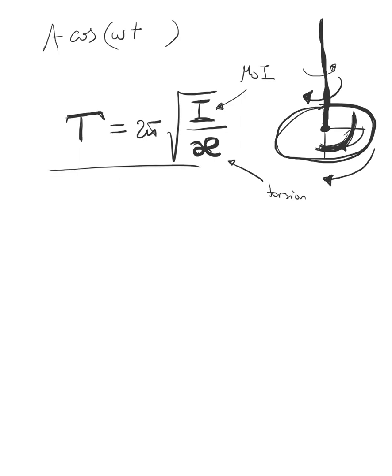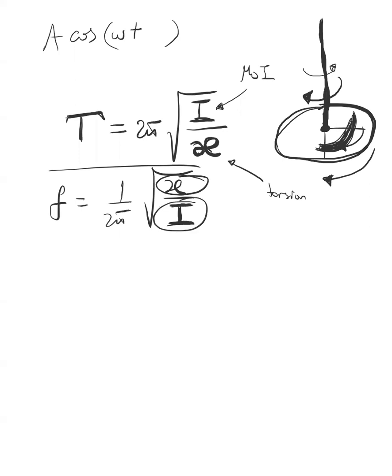And if this is your period, then your frequency will be 1 over 2 pi square root of kappa over I, which makes sense. If you have high torsion, then your oscillations will be of high frequency. And if you have high moment of inertia, then your oscillations will be of low frequency, which also makes sense because moment of inertia is basically how hard it is to rotate things. So if this disk is hard to rotate, it will be more difficult for the wire to bring it back to equilibrium.